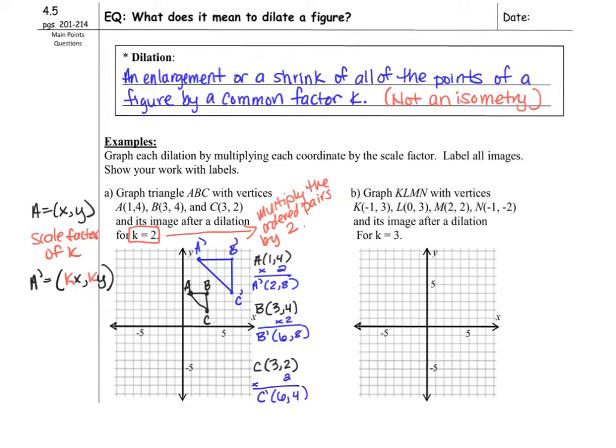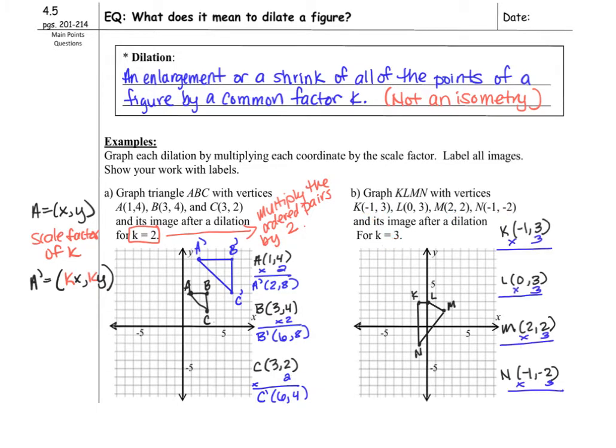Let's take a look at letter B. We're going to graph the quadrilateral KLMN with the following vertices and then find the image after dilation of k equals 3. First, go ahead, pause the video, and graph the quadrilateral. If my k is equal to 3, I'm going to take each of these ordered pairs and multiply the x and the y by 3. Take a moment, multiply each of your ordered pairs by 3 to get the coordinates of the image. Go ahead and check your work.